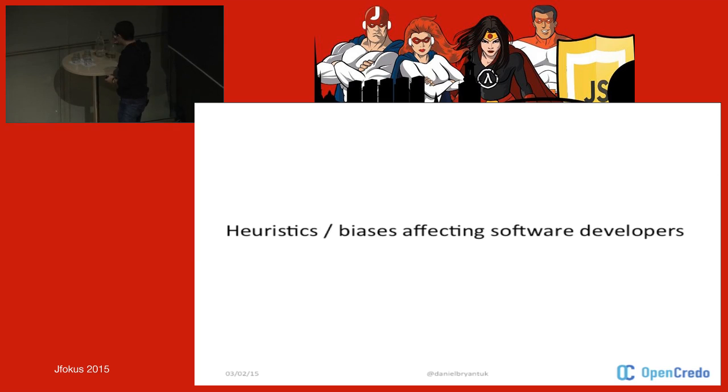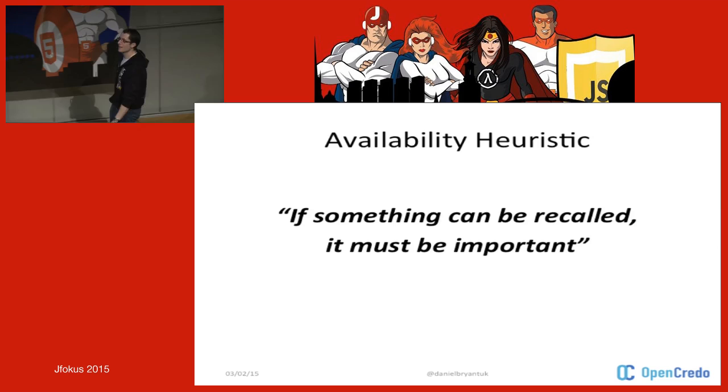So the first, the availability heuristic. If something can be recalled, it must be important. You see this a lot in the news. Whatever's being talked about, you think it's important.